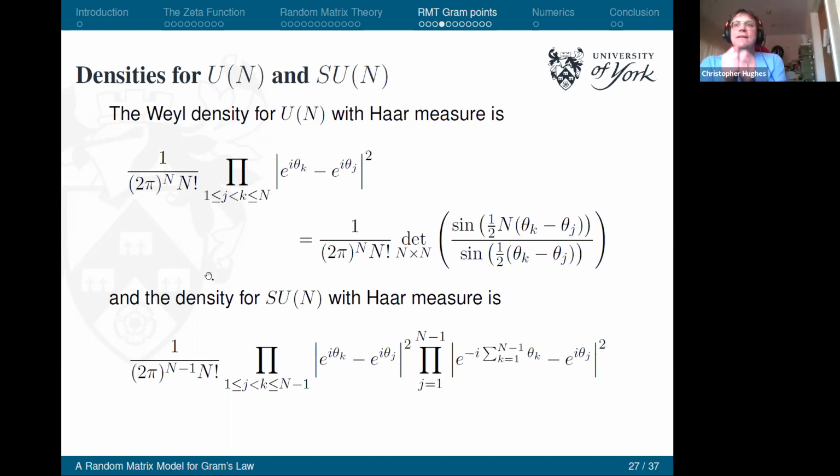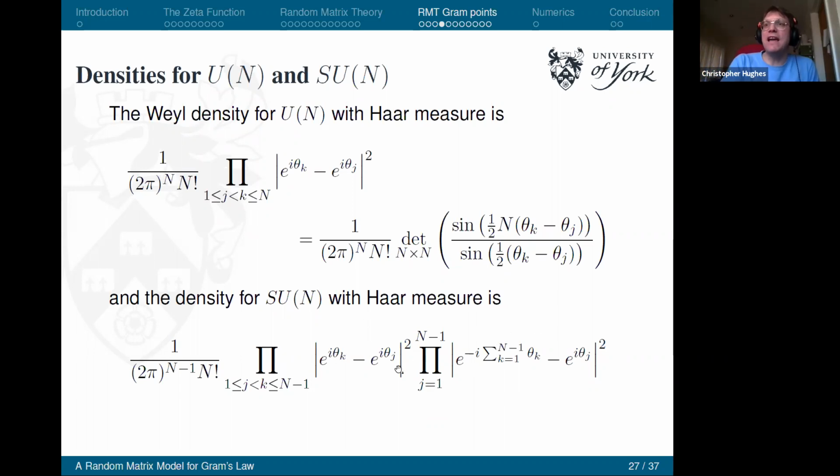Now, the density for SU(N) matrices with Haar measure is this. So you've got all your nice bits over here. This looks very similar. I've got a Vandermonde determinant. But then I had to rotate things round so that my nth eigenvalue is determined in order to make the matrix have determinant 1. So I don't have free choice on n eigenvalues. I've got free choice on n minus 1 eigenvalues, and then the last one is determined by those. And that's what's going on here.